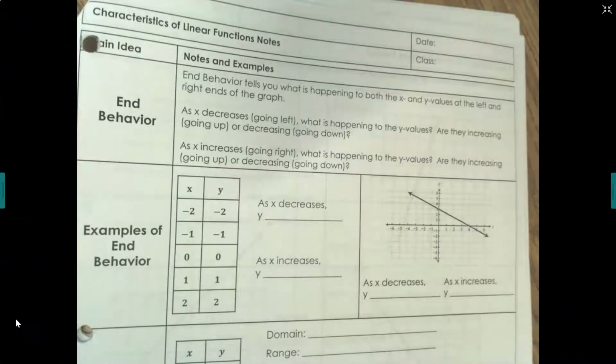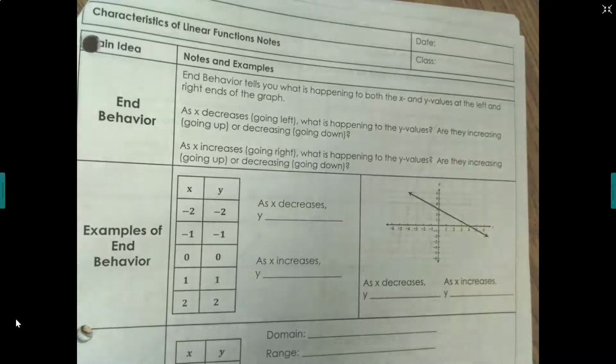Welcome to this video on end behavior. By the end of this video, you should be able to describe the end behavior of a linear graph and identify the characteristics of linear graphs, including domain, range, x-intercept, y-intercept, rate of change, increasing and decreasing, and end behavior.